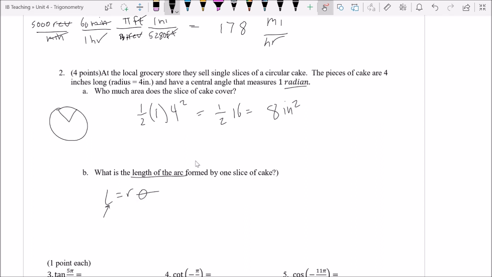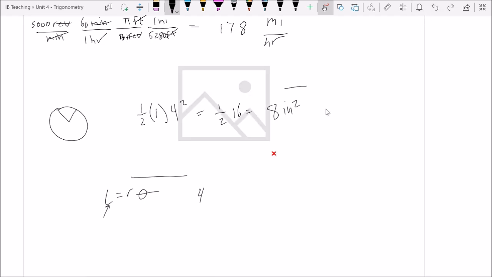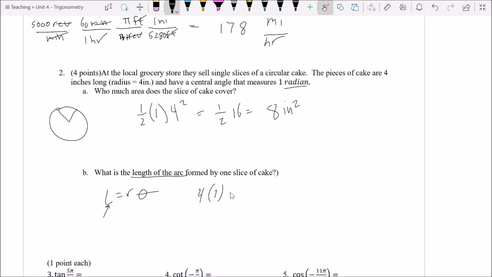Do we know the radius and theta? Of course we did. We used it in the last question. So that is radius of 4. Theta is, oops, if I wrote theta. Radius is 4. Theta is 1. 4 times 1 is 4. And since 4 was in inches, this is in inches. Done. That's all it is.